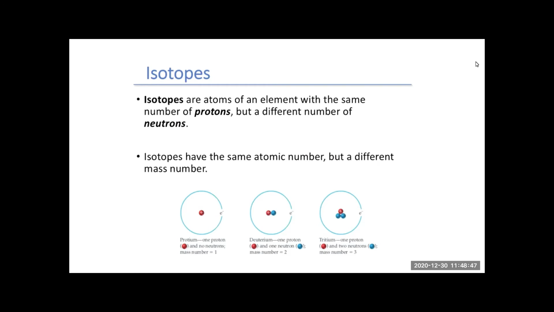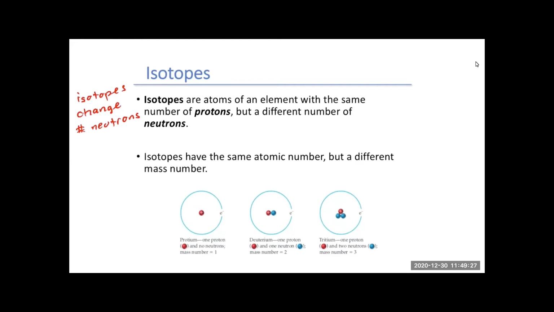Now that we've learned about ions, let's look at isotopes. Isotopes are atoms of the same element, but have different numbers of neutrons. So isotopes will change their number of neutrons. They keep the number of protons the same, so we know it's the same element, but the number of neutrons are going to change. That means isotopes will have the same atomic number, but a different mass number. So they'll have a different weight to the atom.